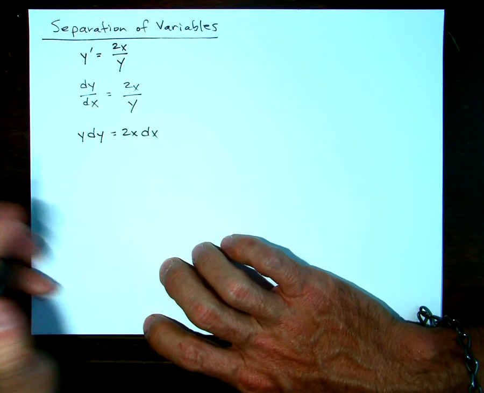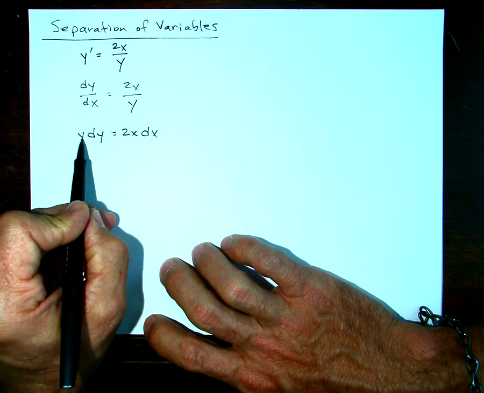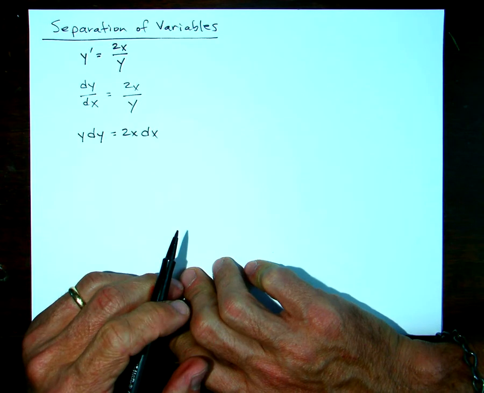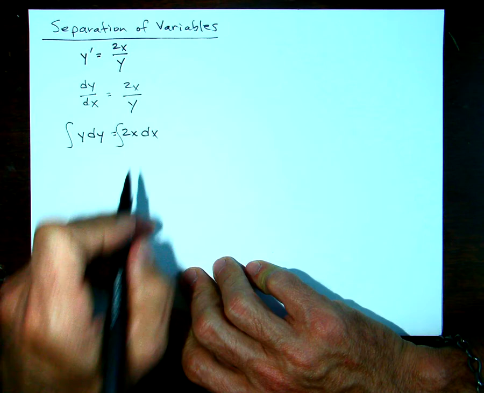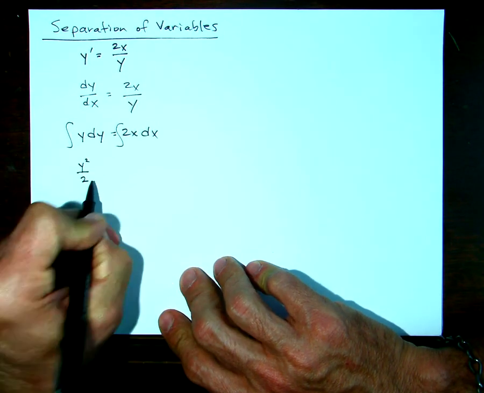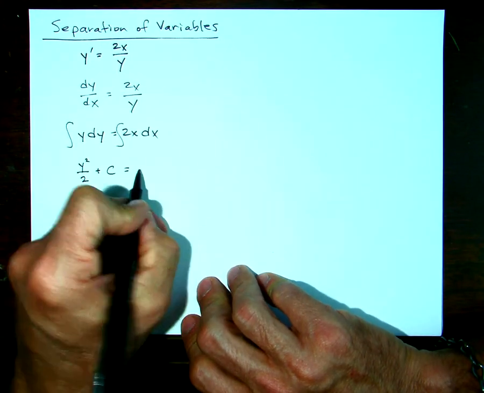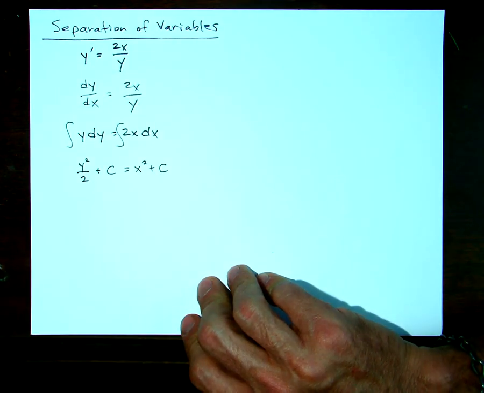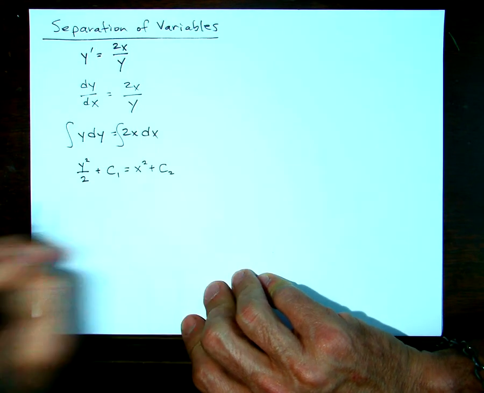All right, so now we basically have separated the variables in the sense that my y and my dy are on one side, and my x terms and my dx are on the other side. And so at this point, I'm going to integrate both sides. So I integrate this side with respect to y and this side with respect to x. So I end up with y squared over 2 plus c equals x squared plus c. But these aren't necessarily the same c's, so I'm going to call this one c1 and call this one c2.